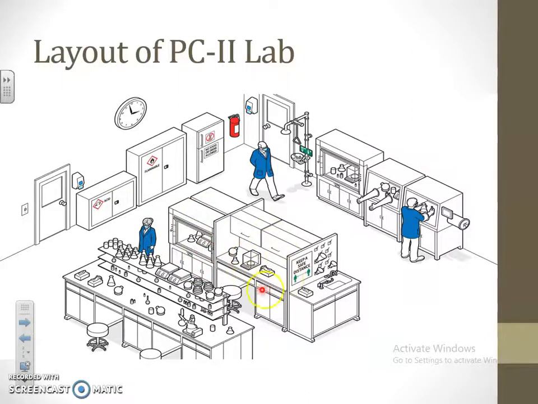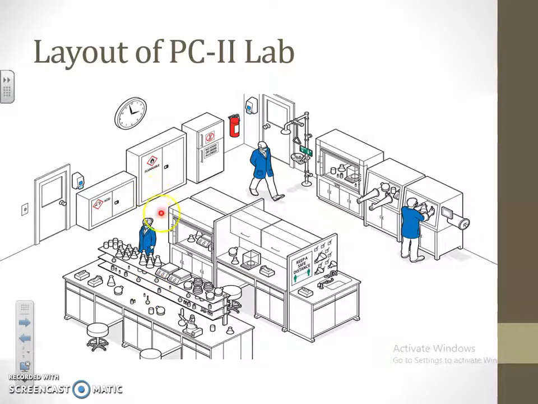Next, this is the weighing area, in which different types of balances are kept, and we can weigh the particular chemicals. This is the washing area, in which we wash the glasswares and also wash our hands while performing and after performing. These are the fuming cupboards, kept on one side or one corner of the laboratory, in which we handle fume-forming chemicals or fume-forming reactions. So this is all about the layout of the pharmaceutical chemistry 2 lab.